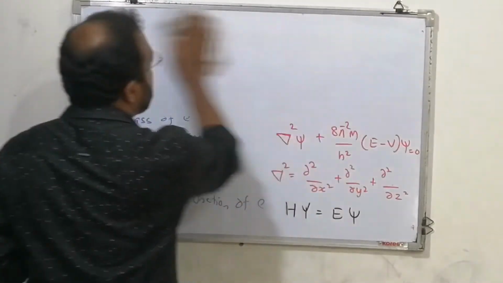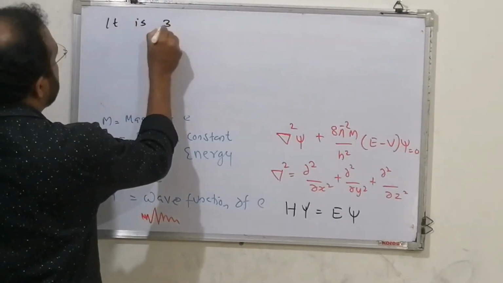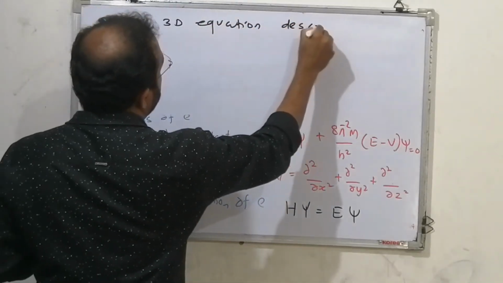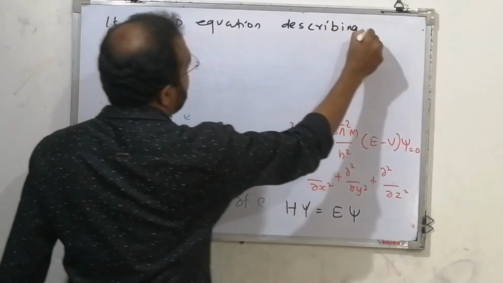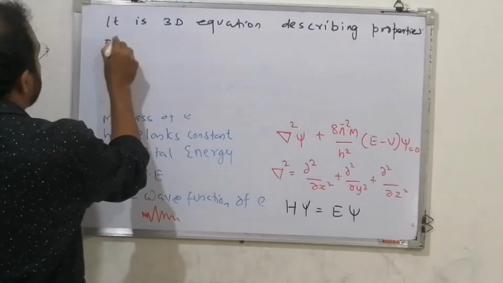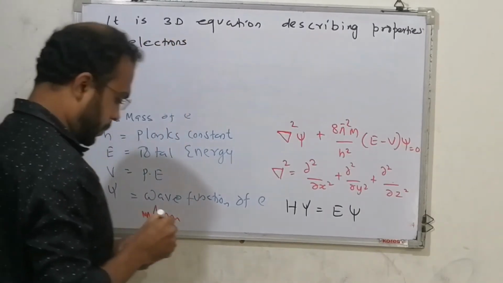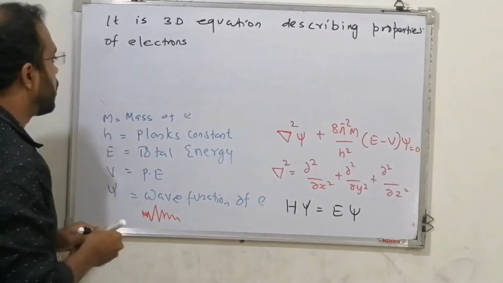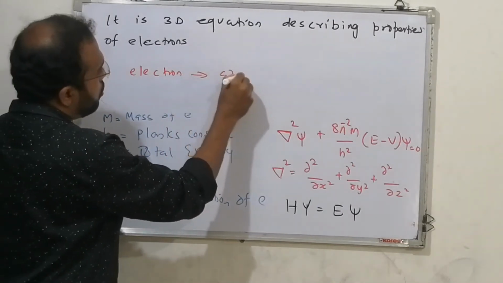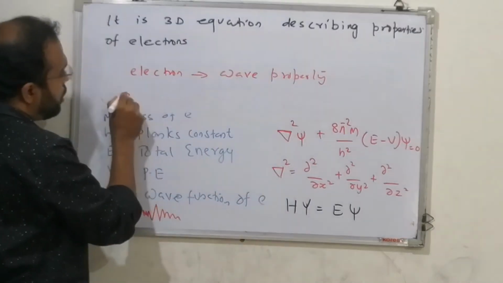What is a Schrödinger wave equation? It's a three-dimensional equation describing properties of electrons. According to the Schrödinger equation, electron is a wave. Electron has wave property.